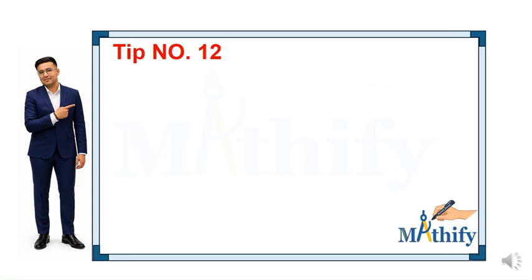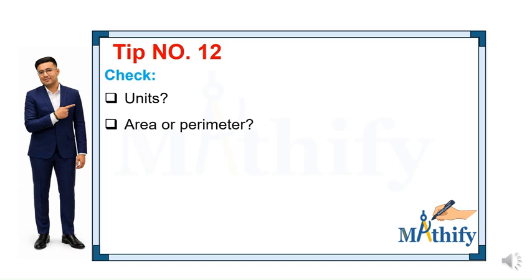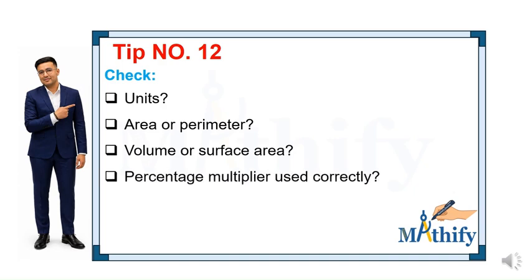Tip number 12. Double check the units, whether the correct units have been put in your final answer. Check for any area or perimeter, volume or surface area, and whether the percentage multiplier is used correctly.